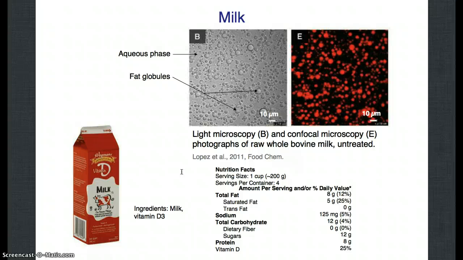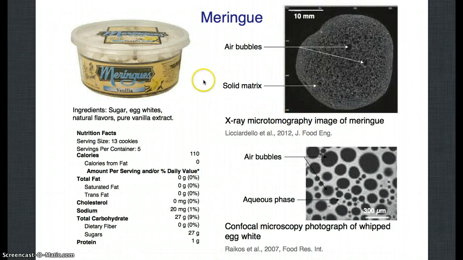Our next example is meringue. Meringue is made of sugar, egg whites, natural flavors, and a little bit of vanilla. It looks like this when we zoom in. It has air bubbles and a solid matrix. If you look even closer, we've zoomed in more, you can see it looks like this. Once again, if you need more time, please pause the video and restart when you're ready.